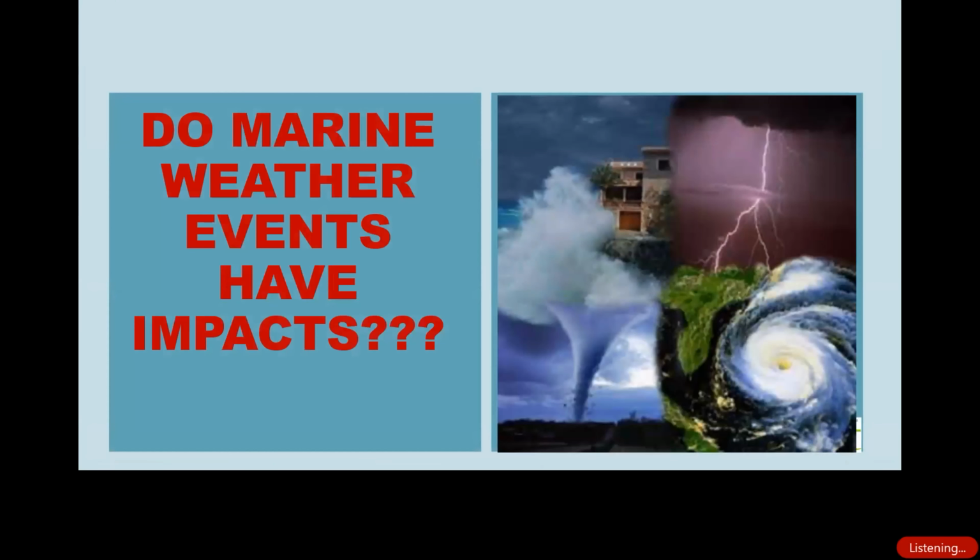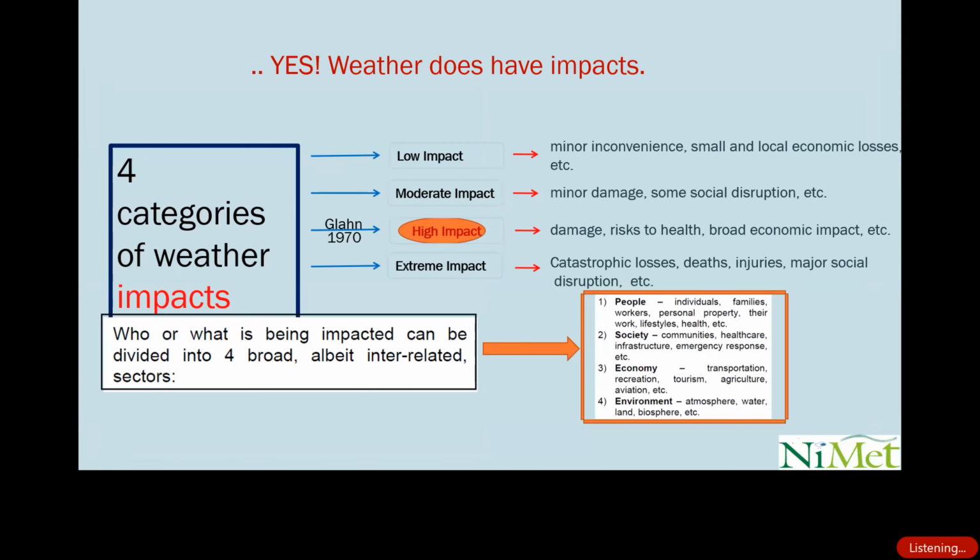There are different events that take place over the ocean. A question I asked here is: do marine weather events have impact? We all agree that the answer is yes. It has impacts, and there are four categories mentioned here: the low impact, the moderate impact, the high impact, and the extreme impact, which affect the people, the society, the economy, and also the environment at large.